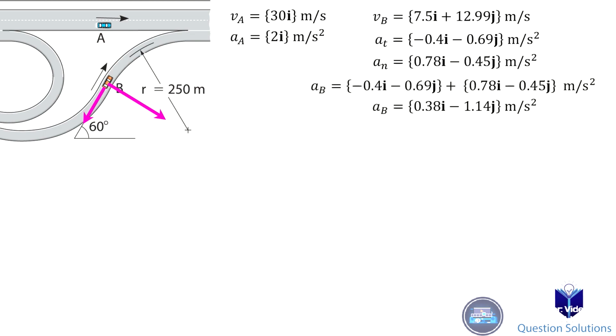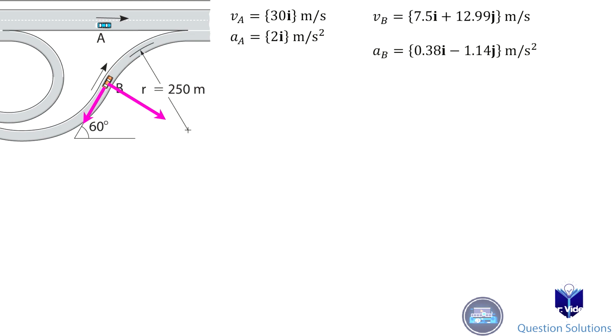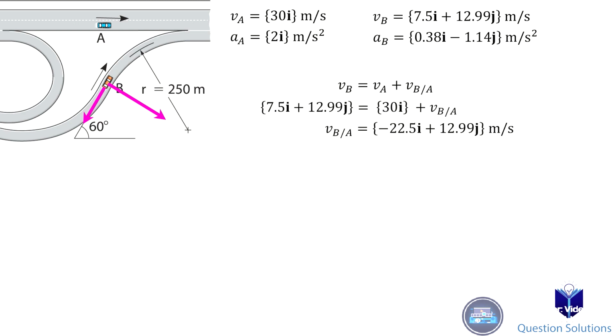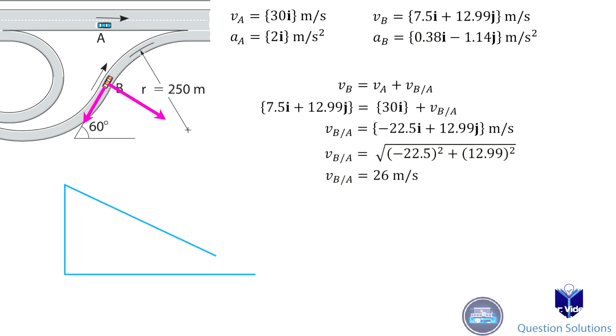Now that we have the velocity and acceleration, we can use our relative equations. For velocity, we have this. Plug in what we know and solve. Now we can find the magnitude of velocity. The angle can be found using tan inverse.